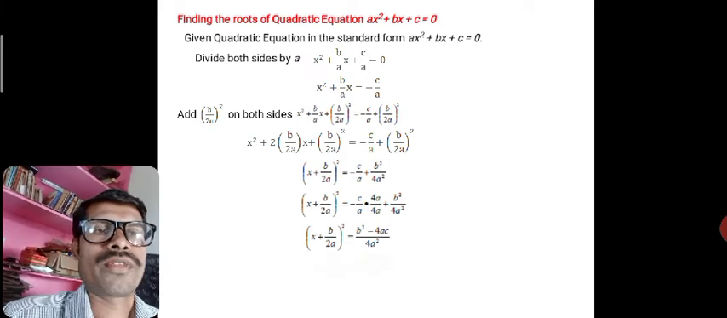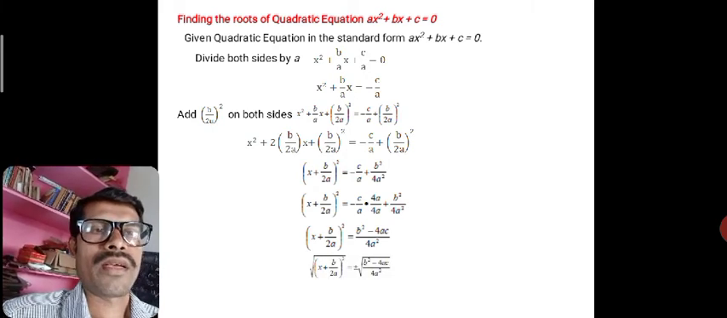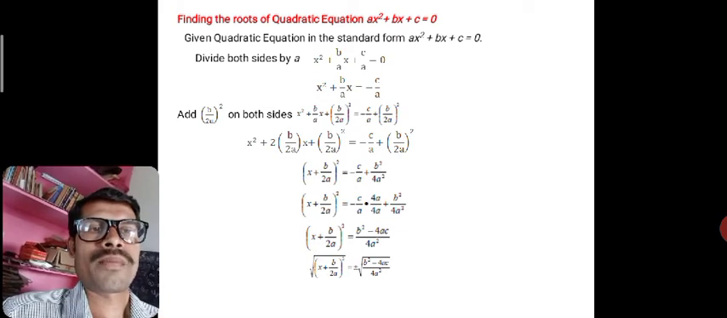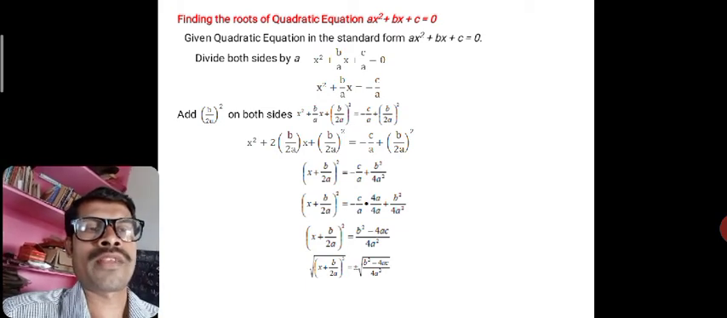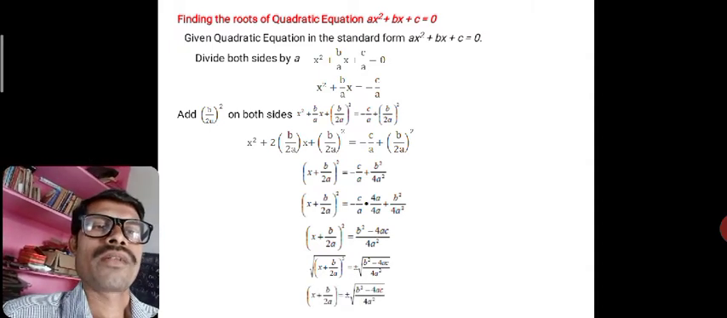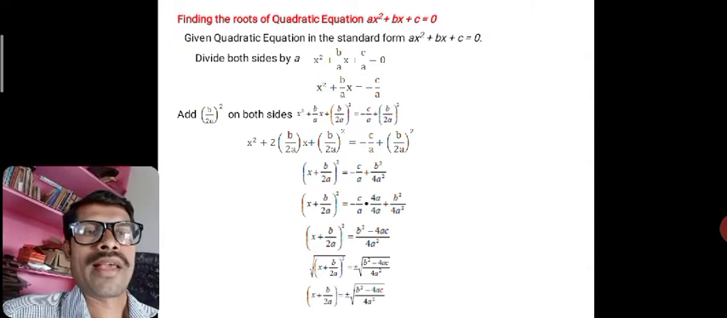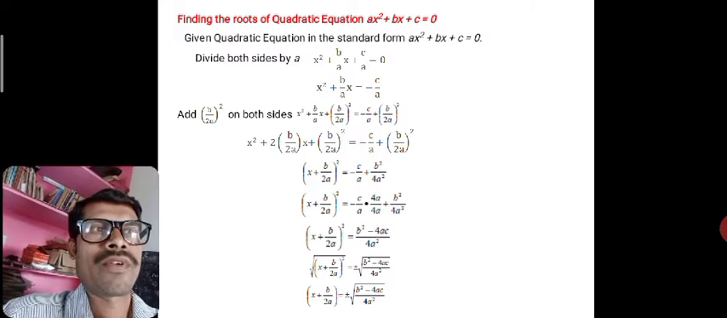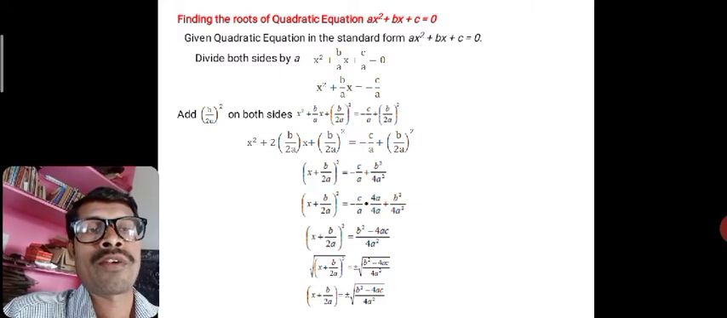Now taking square root on both sides, we get square root of x plus b by 2a whole square is equal to plus or minus square root of b square minus 4ac by 4a square. Now that square and square root get cancelled, x plus b by 2a is equal to plus or minus square root of b square minus 4ac by 4a square. Whole square root you have to put, okay.